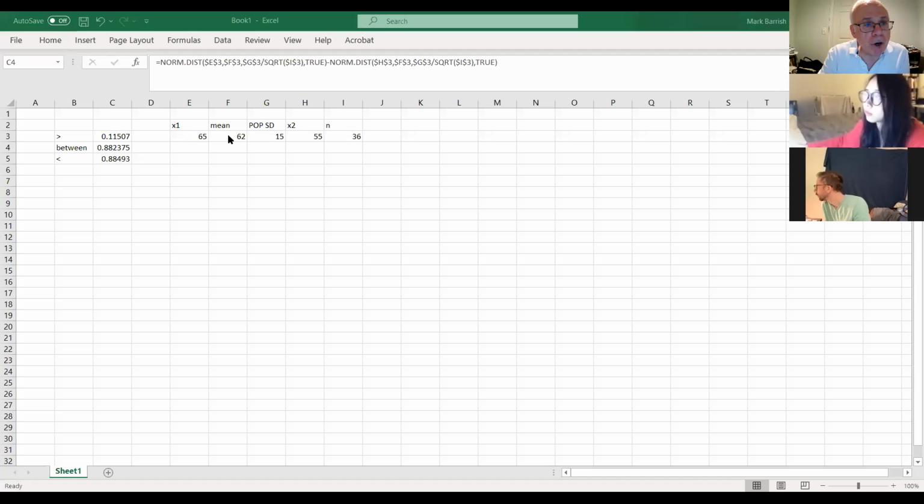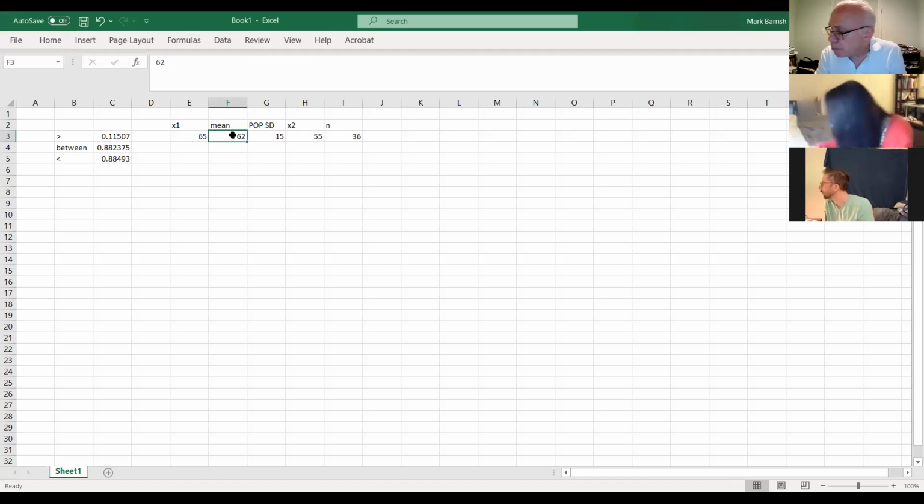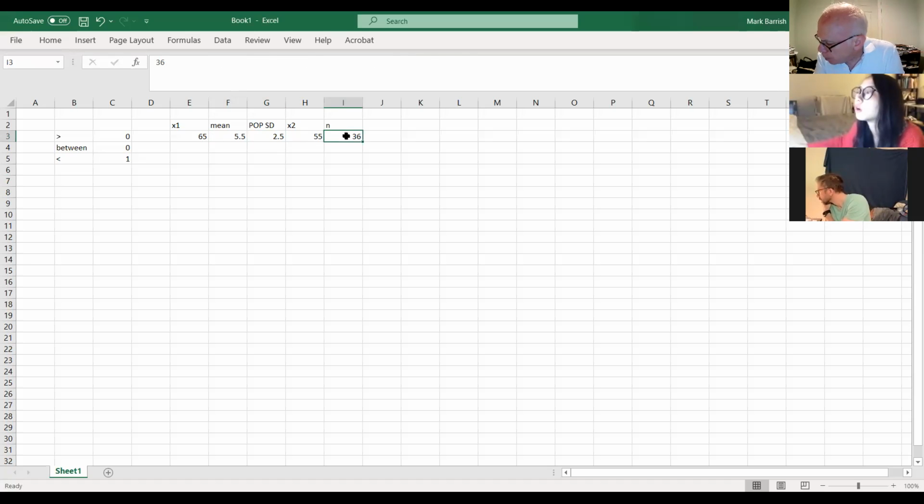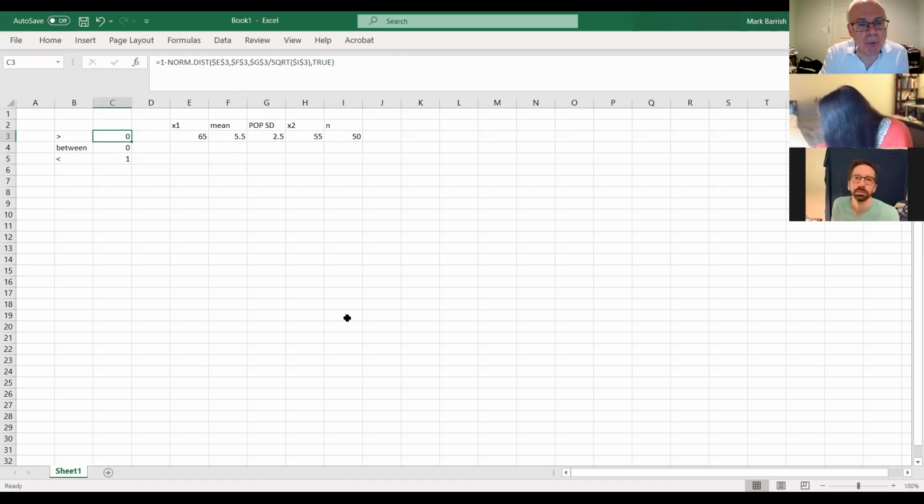All right, so my mean, this problem is 5.5. Doesn't even matter what the units are. Standard deviation is going to be 2.5. And the sample size is going to be 50. Okay. Let's see what question they're asking, which are the three cases they're asking for here.